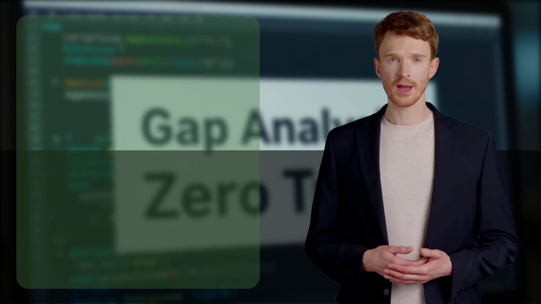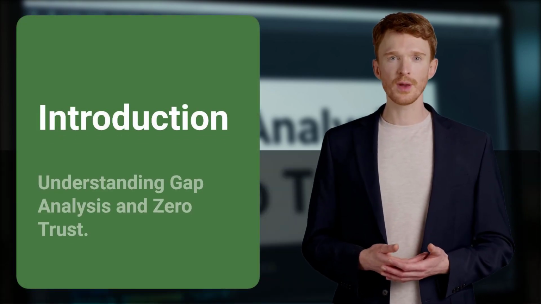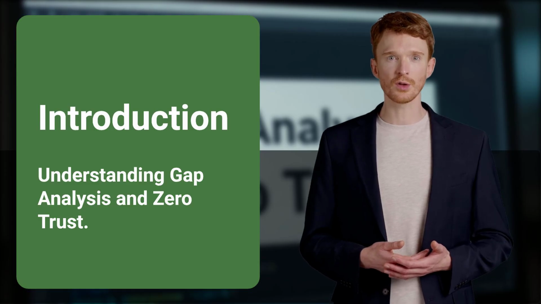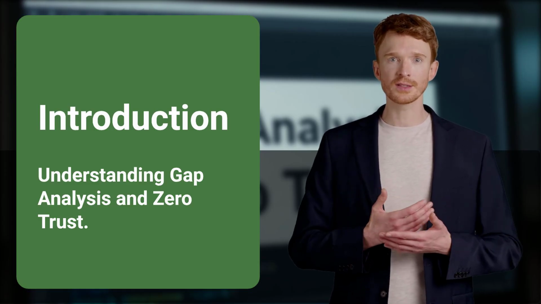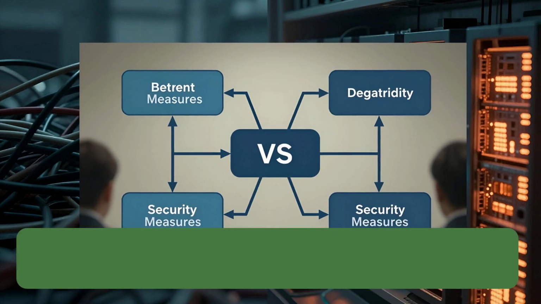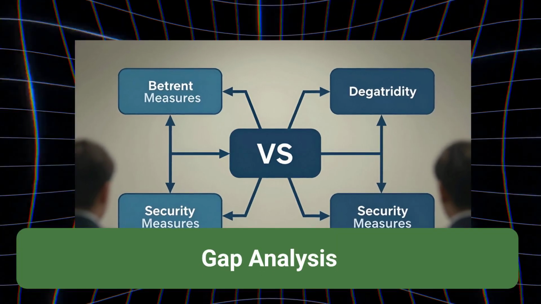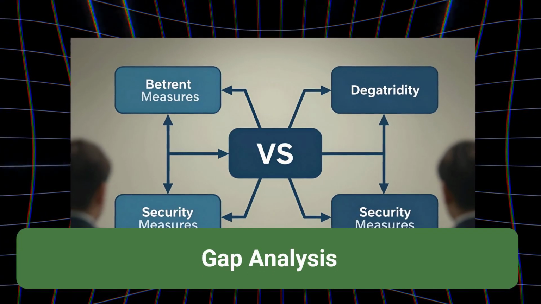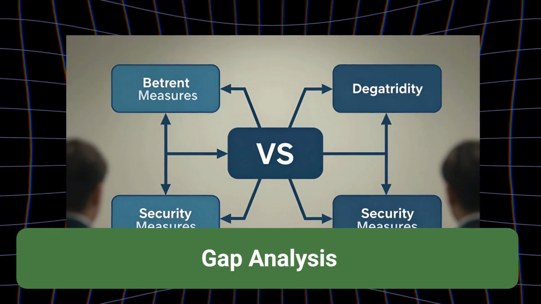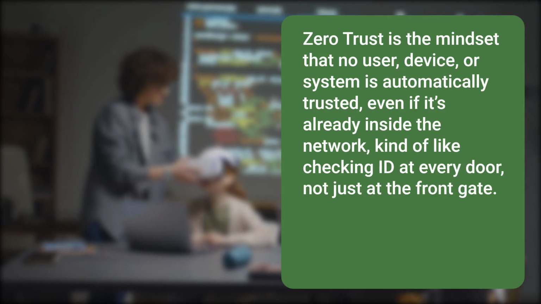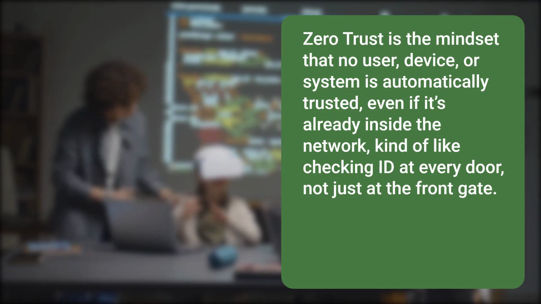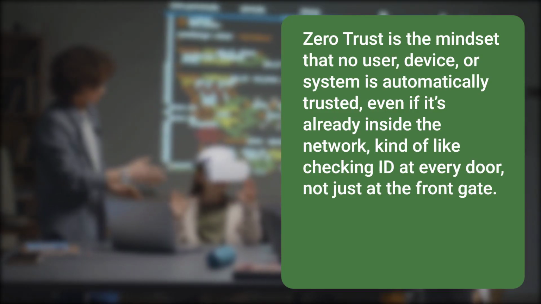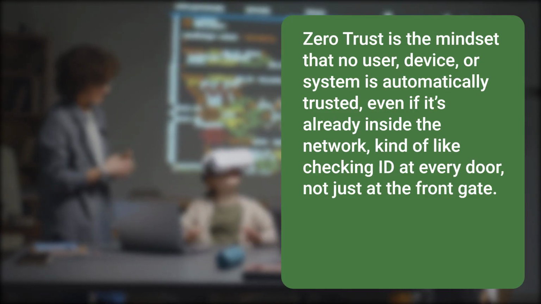Let's talk about gap analysis and zero trust, which is basically cybersecurity's way of asking two very important questions. Where are we right now, and who do we actually trust? Gap analysis helps an organization compare its current security posture to its desired security posture so it can see what controls are missing, weak, or outdated. While zero trust is the mindset that no user, device, or system is automatically trusted, even if it's already inside the network, kind of like checking ID at every door, not just at the front gate.